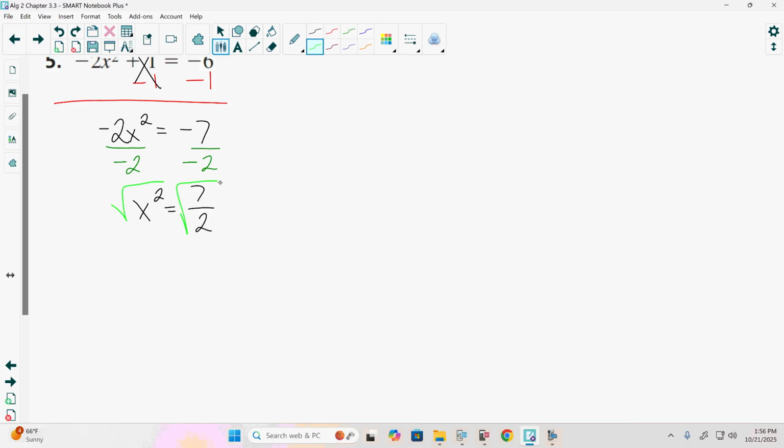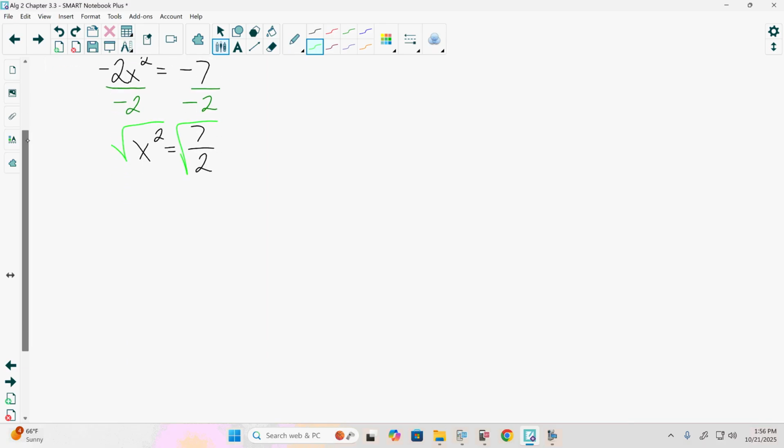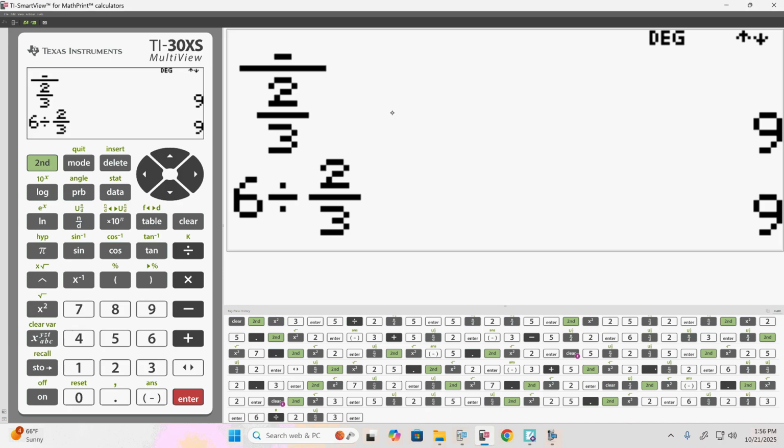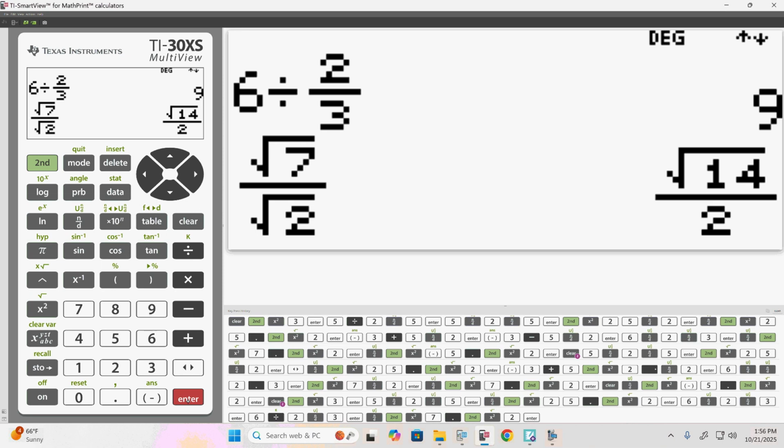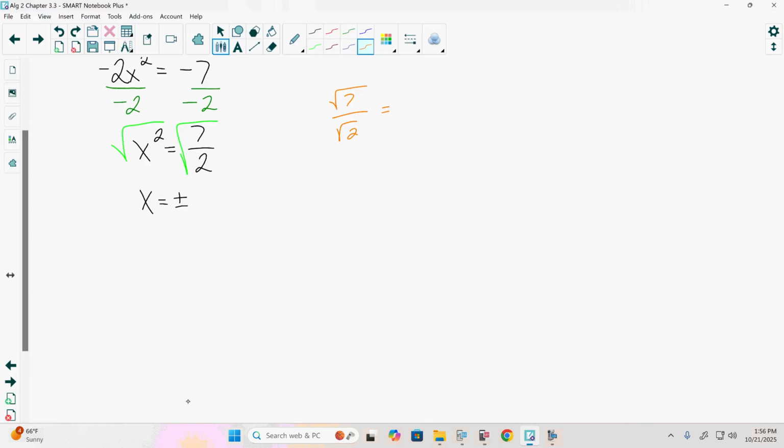Now the x squared term is by itself, so we can take the square root of both sides. Square root of x squared is x equals plus or minus the square root of 7/2. We do need to simplify this, and most likely, y'all are going to use a calculator. If we're going to use the yellow calculator, the 30Xs, we're going to have to break it apart so that it'll simplify the radical for us. So we can break it up: we want to simplify the square root of 7 over the square root of 2, which is the square root of 14 over 2.